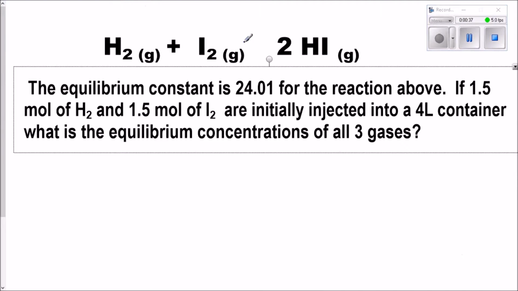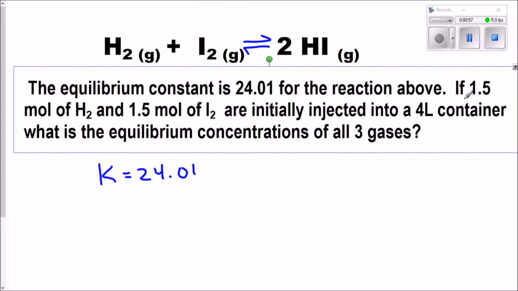So here we have an equilibrium, H2 plus I2 equals 2HI. They're all gases, so this is a homogeneous equilibrium. It gives us an equilibrium constant of 24.01 right there. Shabam, there it is. That means it is more products than reactants because it's larger than 1.